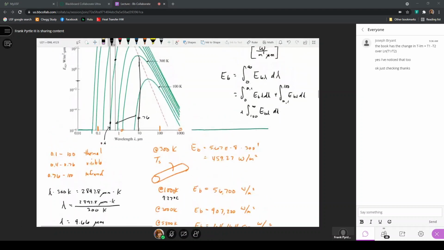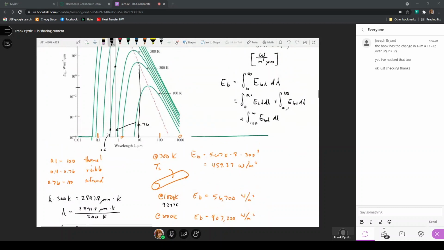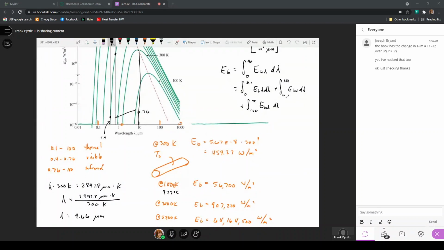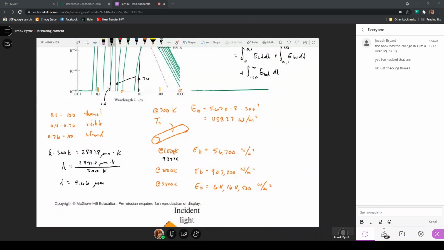It doesn't tell us what this peak is on the y-axis. It just tells us the location of the peak on the x-axis. If we look at where it is for the temperature of the sun: lambda times 5,800 Kelvin is equal to 2,897.8 micrometer Kelvin. So lambda is equal to 2,897.8 divided by 5,800. The maximum wavelength is 0.499 microns.